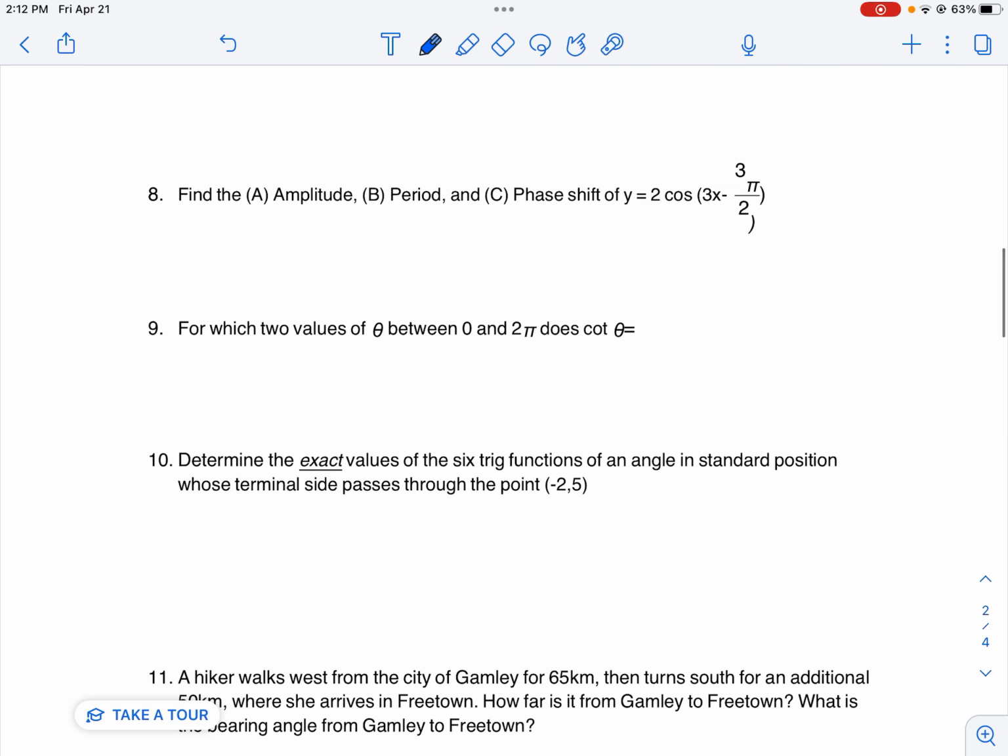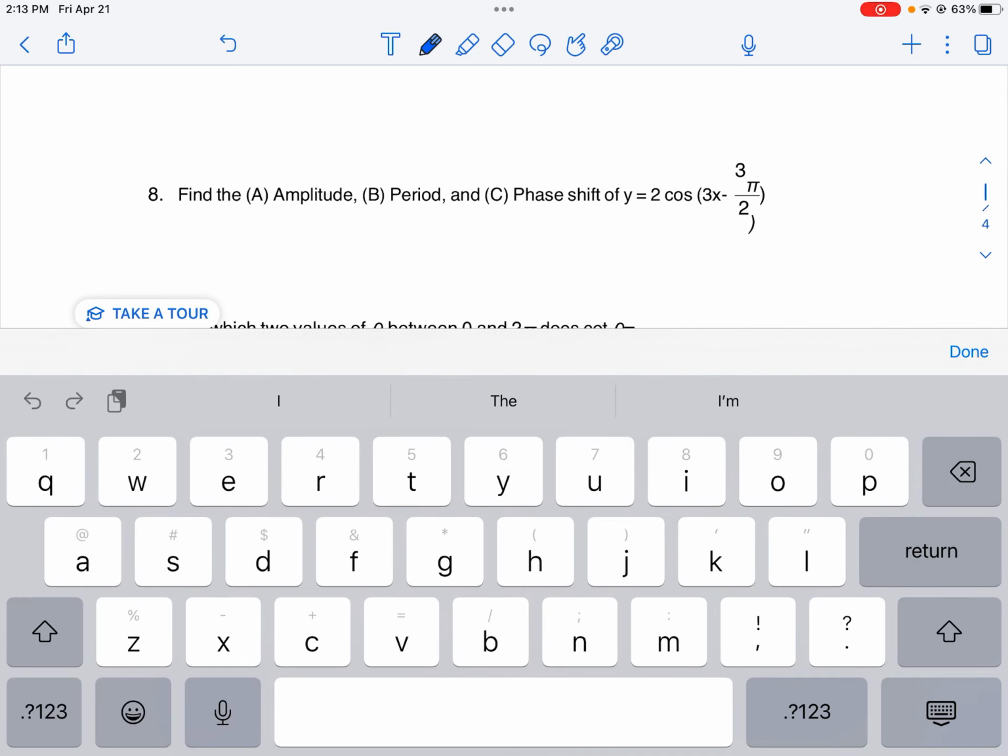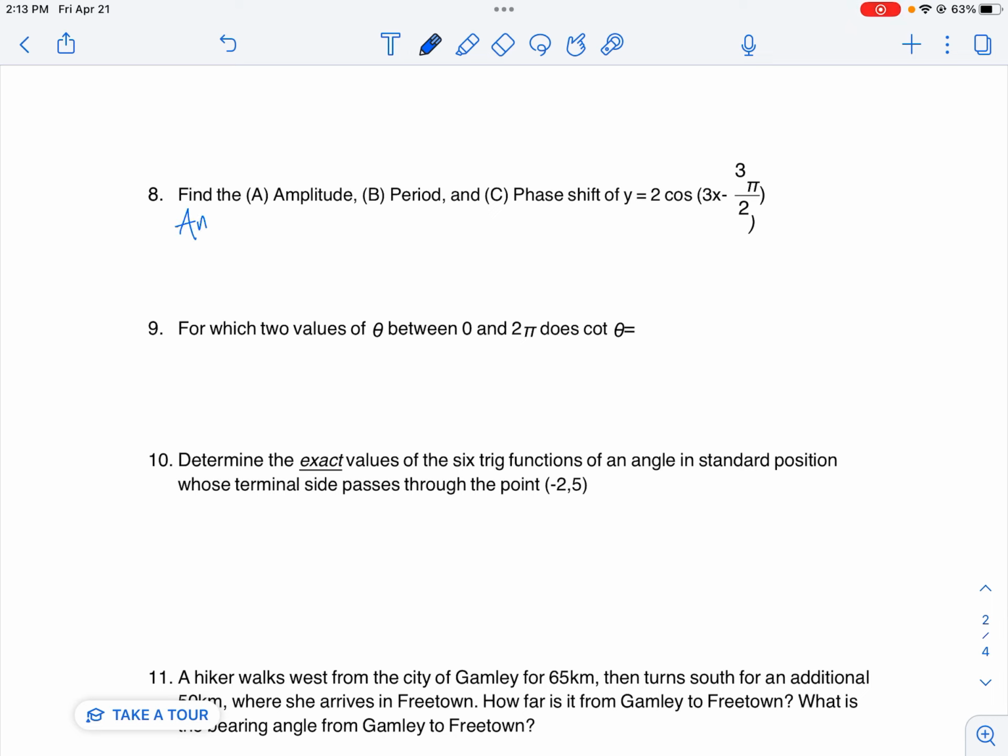Okay, and number 8, I'm going to find the amplitude, period, and phase shift of 2 cosine 3x minus 3 pi over 2. The amplitude is pretty easy. It's this number 2 that's right out here in front of cosine, which is 2. So the next part then is to find b and find the period, which is 2 pi over b. I'm going to find b by factoring out whatever I need to that's in front of x so that I can have x stand alone. And when I'm factoring, I am dividing.